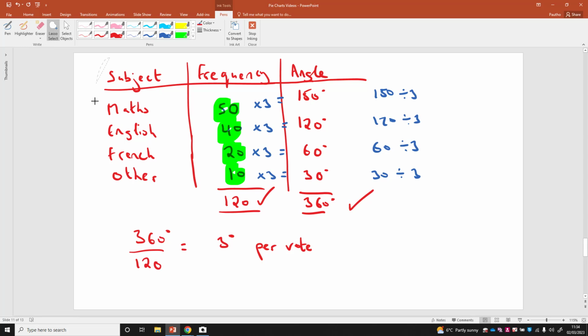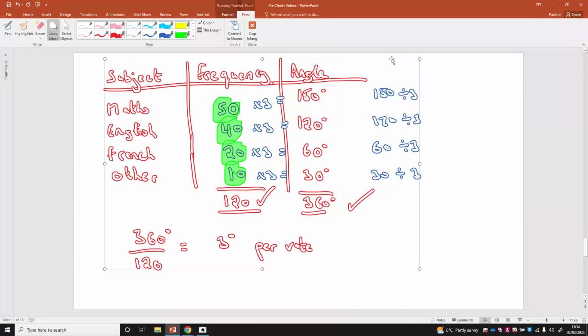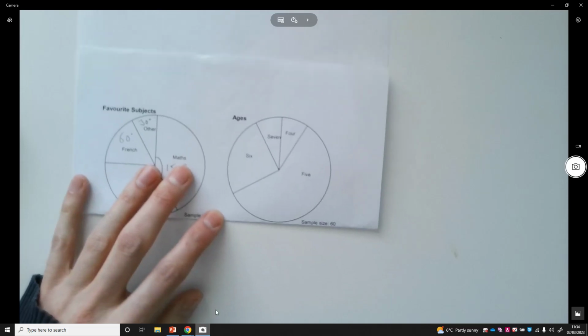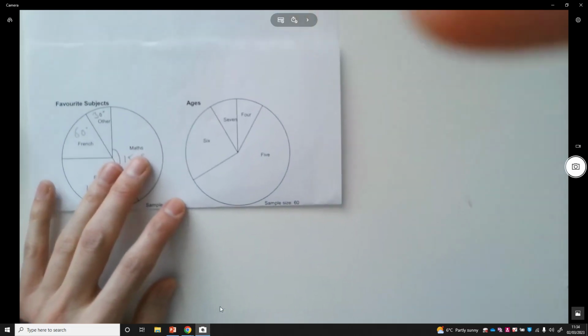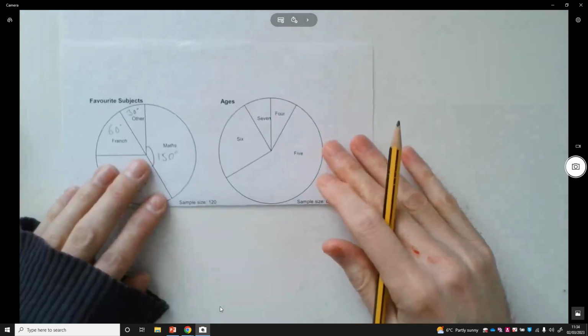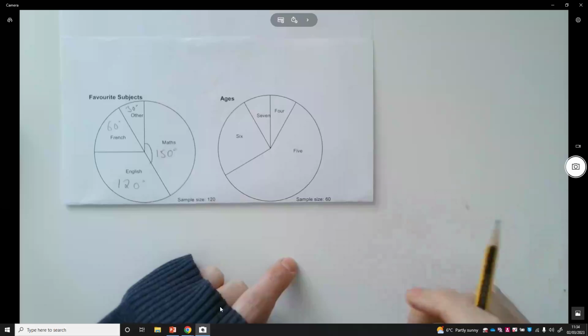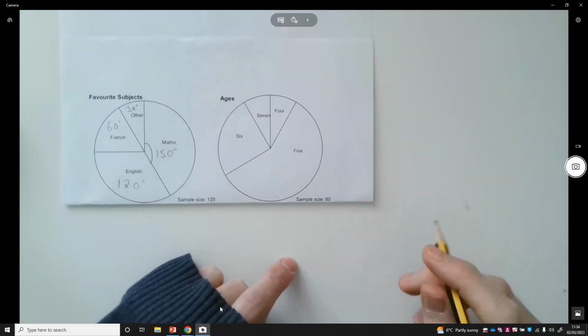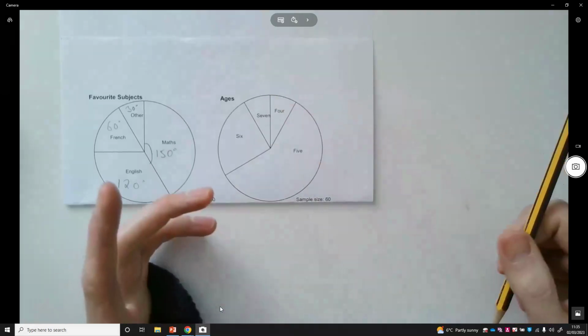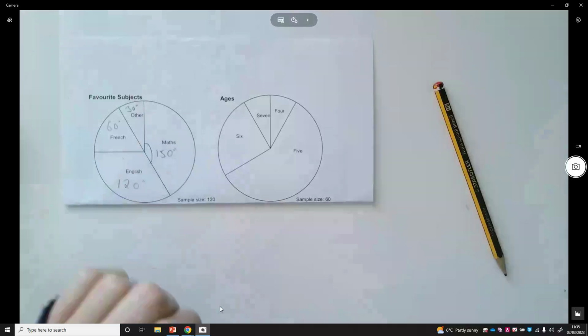So if I just get rid of all this here, gone. If I just show you one more quick example, I won't do the whole example, but I'll just show you how to start it off generally. If we're looking at this second chart, this is about people's ages. Can you see here the sample size is 60?